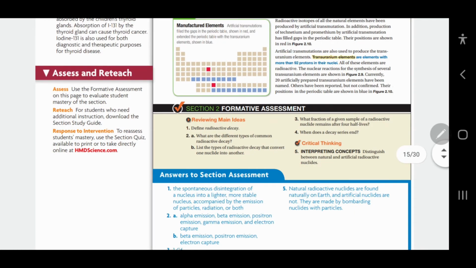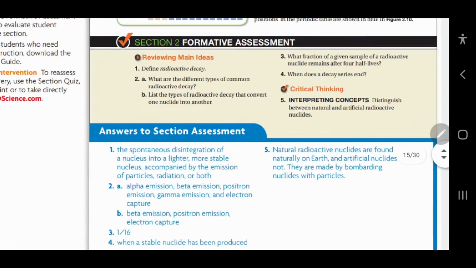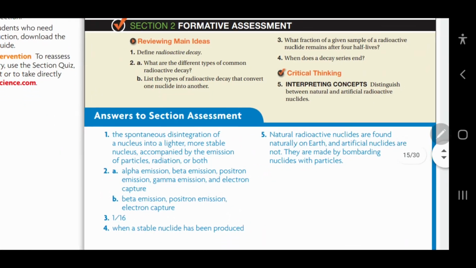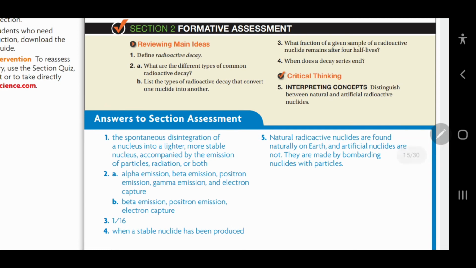Here you have the formative assessment section with the solution. You can just watch it.